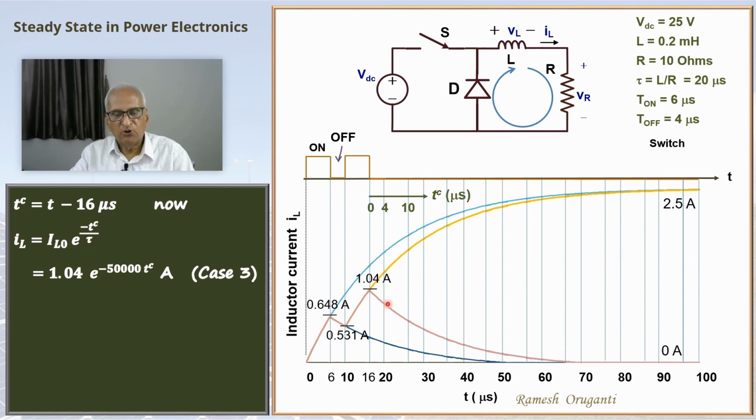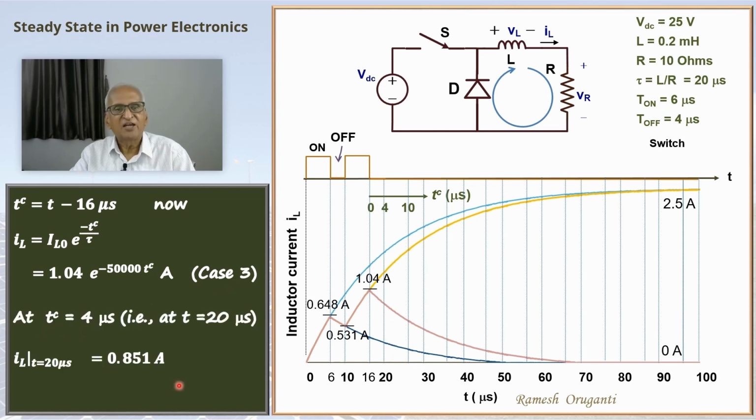And at this point, we are going to turn on the switch again, corresponding to t equal to 20 microseconds. That is the next turn on instant. So let's find the value of inductor current here. That will correspond to Tc equal to 4 microseconds. So at Tc equal to 4 microseconds, we get 0.851 amperes. I can mark it here.